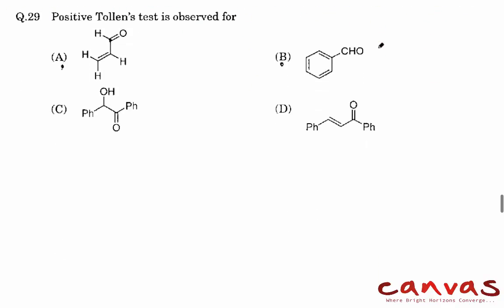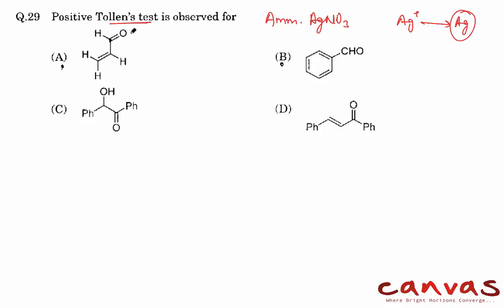Now the next question, positive Tollens test. Now it's a trick question. They have asked some particular point here. Normally we know the Tollens test uses ammoniacal AgNO3. Okay, and finally the compound gets oxidized and Ag positive gets reduced to silver. That is why you see a silver mirror at the bottom of the test tube.